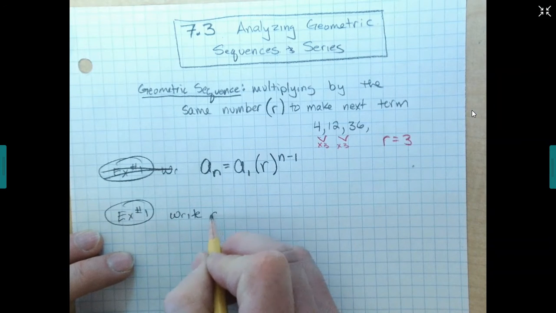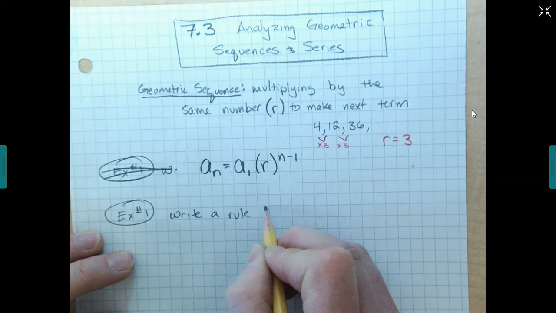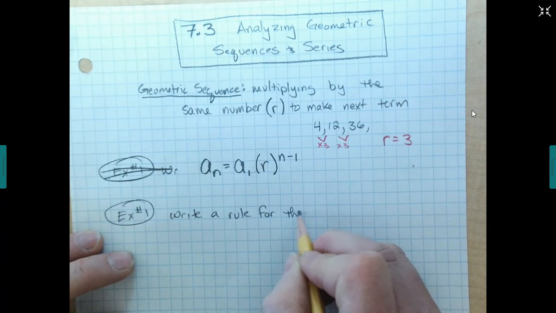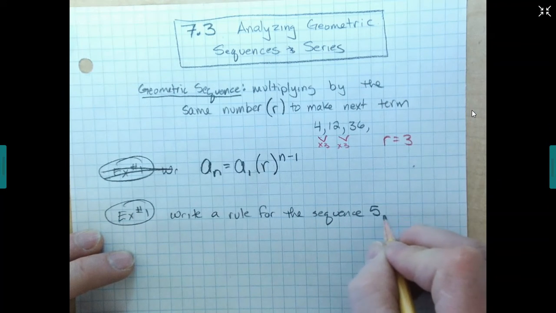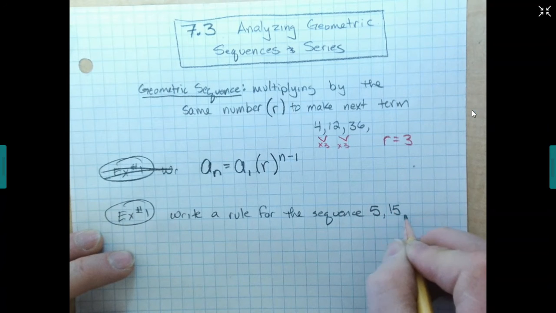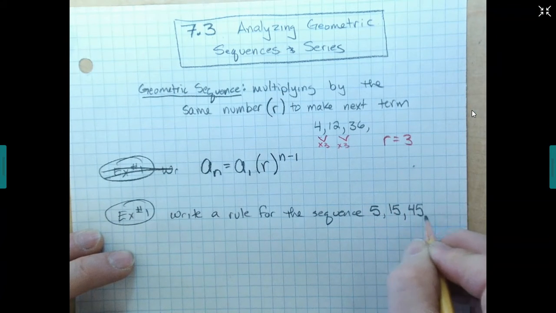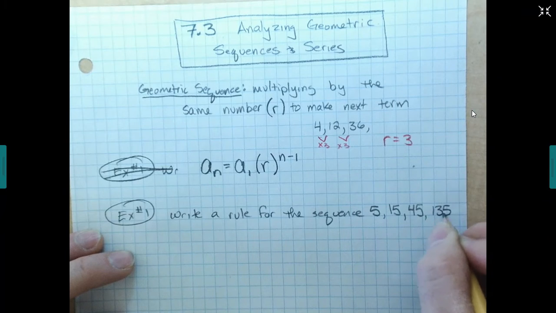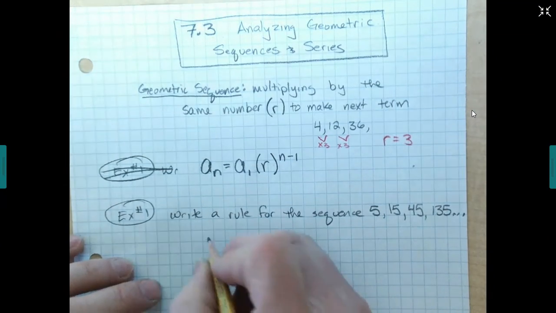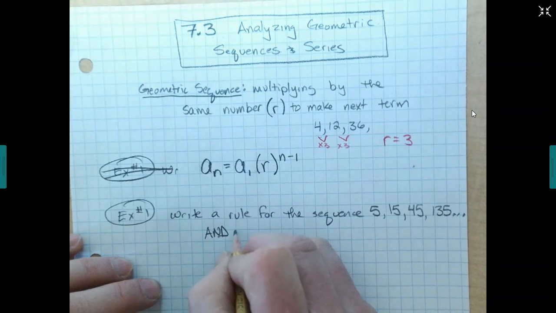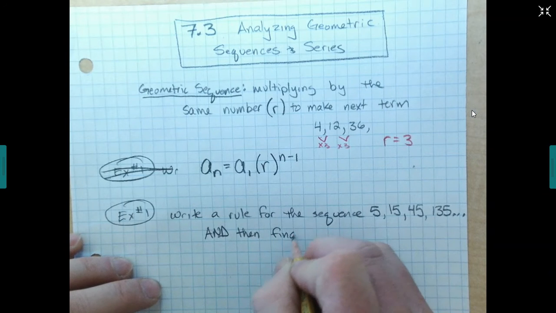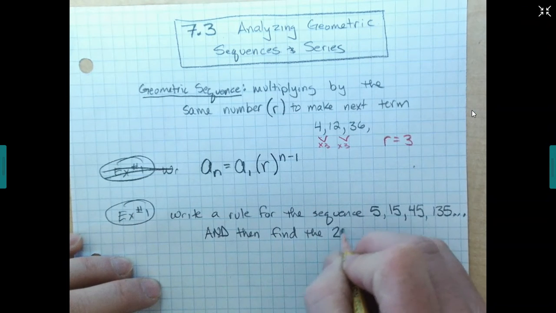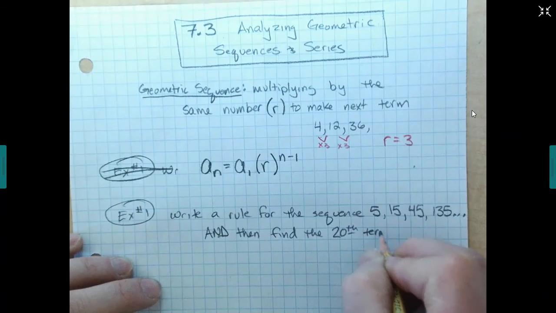Example 1: write a rule for the sequence 5, 15, 45, 135, and then find the 20th term.